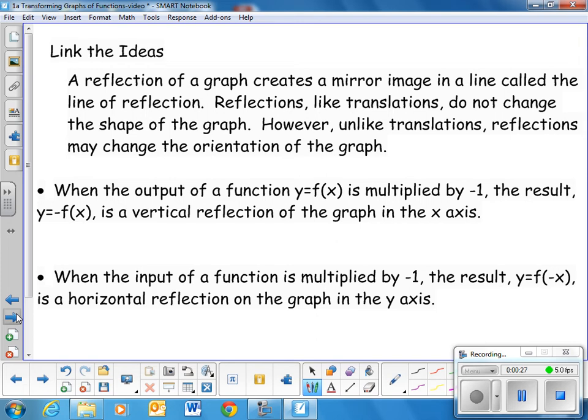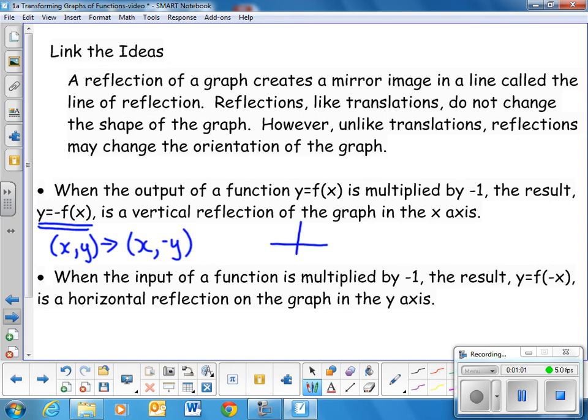When the output of a function y equals f of x is multiplied by -1, the result, y equals negative f of x, is a vertical reflection of the graph in the x-axis. Let's look at y. In this function, the negative is outside of the original function. If it's outside, that means that it affects the y value. So each point, x, y, the x is not going to change, but each of the y values is going to become negative.